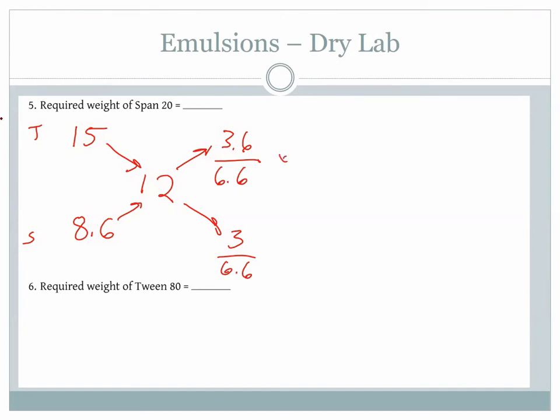So now just multiply that fraction by how much you want to have total. We want a total of 3 grams, right? So do this real quick. Just try those fractions and see what you get.